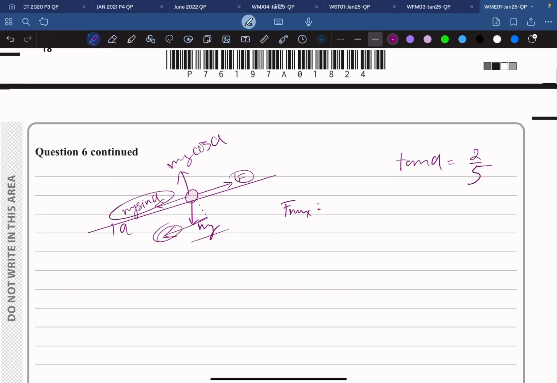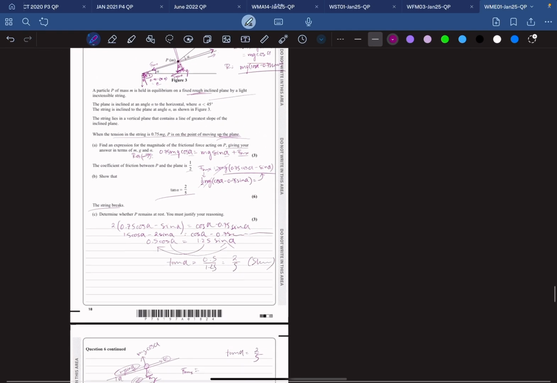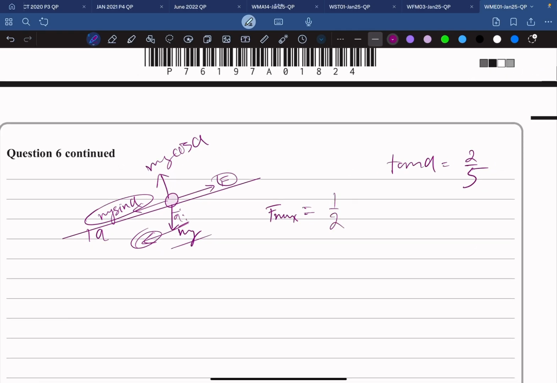Maximum friction is going to be equal to the coefficient of friction, which is half, times the reaction force. Reaction force is just mg cos alpha. What is cos alpha? How do we find that? You may be tempted to find alpha first by doing tan inverse 2/5 and get some value that you round off, and then use that same angle inside cos alpha. But that's not going to give you the most accurate answer.